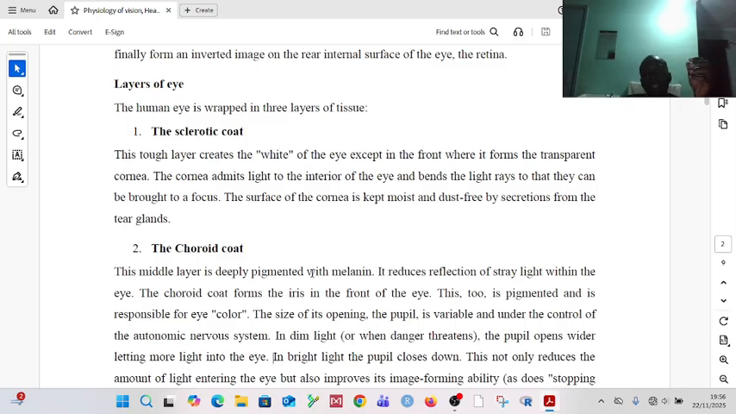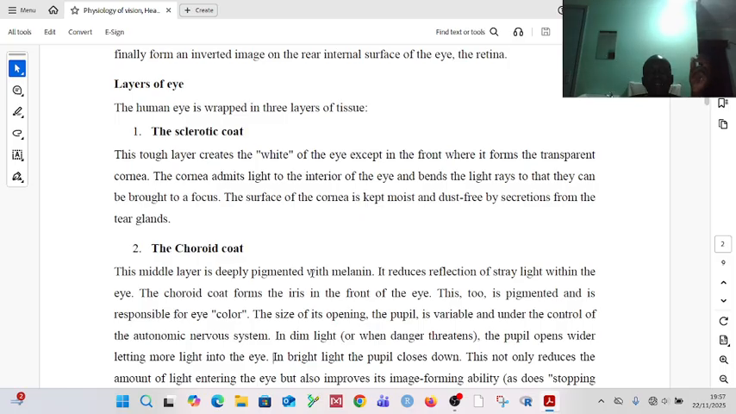Then as those rays are bent, they now go through the lens. Then further onto the retina, as is repeated in the second aqueous layer. So the surface of the cornea is kept moist because it cannot be dry, it needs to be kept moist.